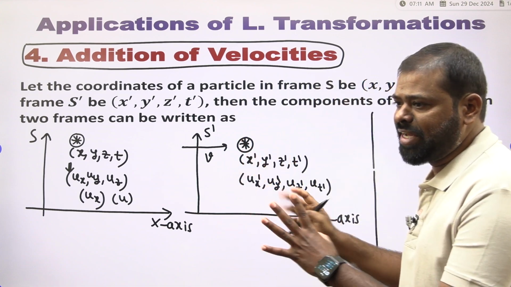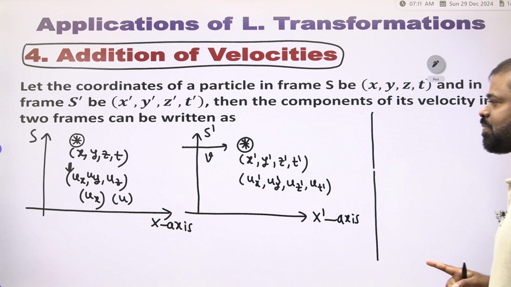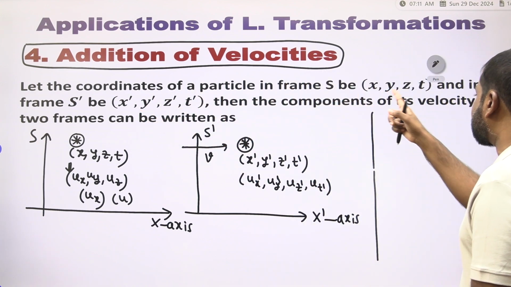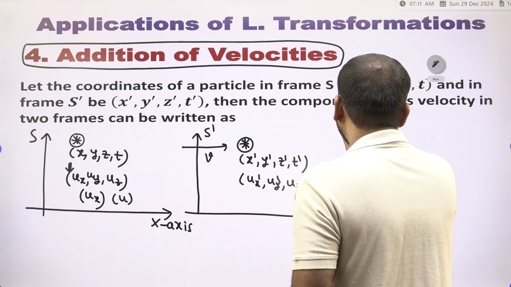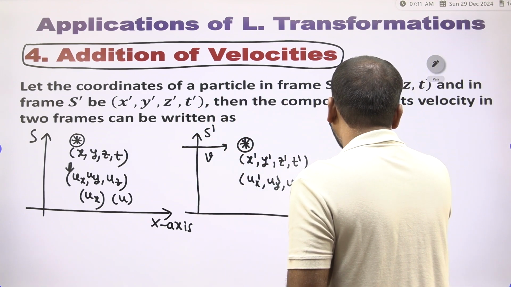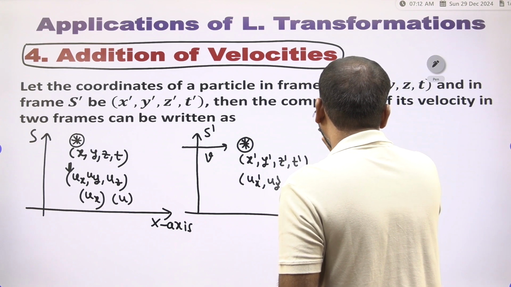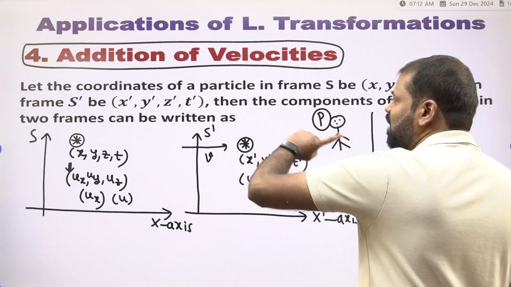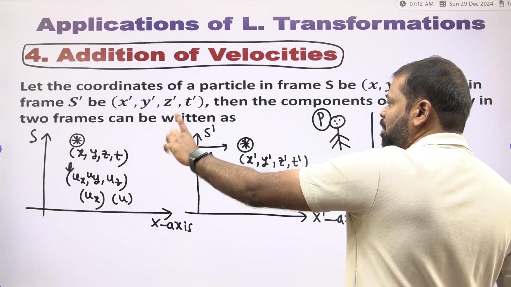This is the introduction to the addition of velocity. Let the coordinates of a particle in the S frame be x, y, z, t. Suppose one person is sitting at a particular point P, and this person is observing.